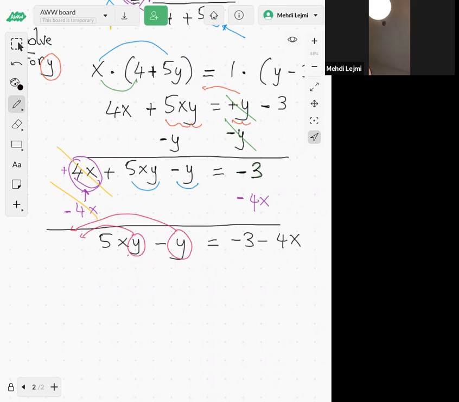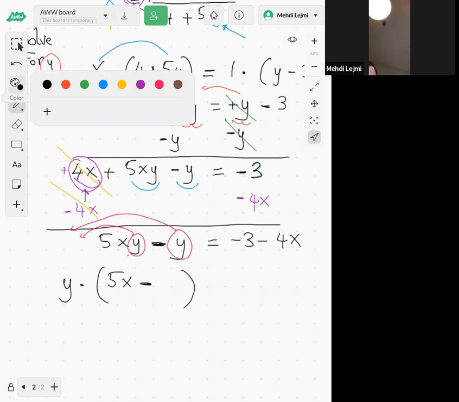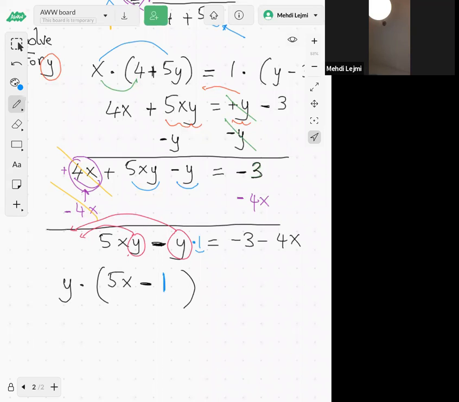So here's my y times. If you pull out y from the 5xy, then you're left with 5x. Minus, because there's a minus. Now, if you pull out y, this y is like y times 1. Right? Y times 1 is y. So if you factor out the y, then you are left with 1. So this is why it's minus 1. And on the right side, it's again minus 3 minus 4x.